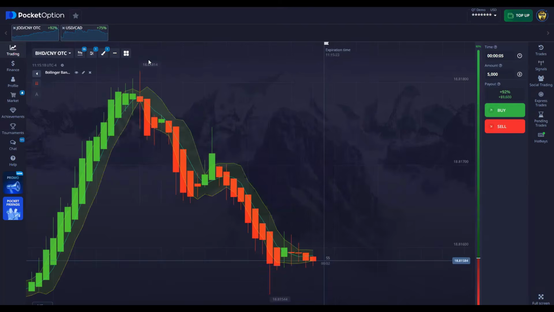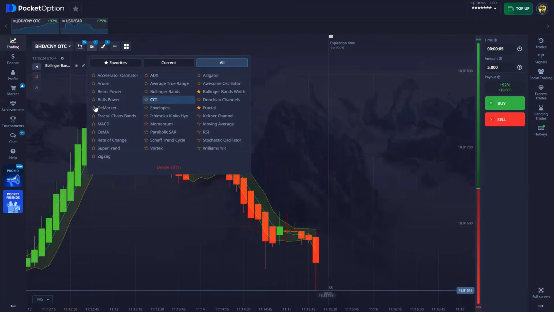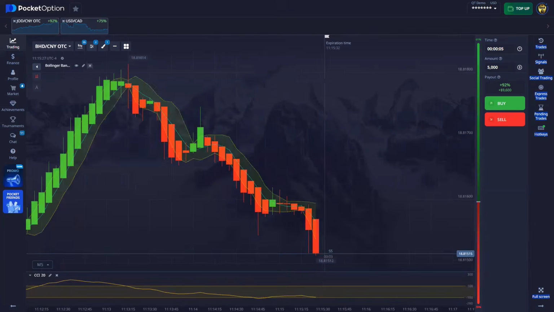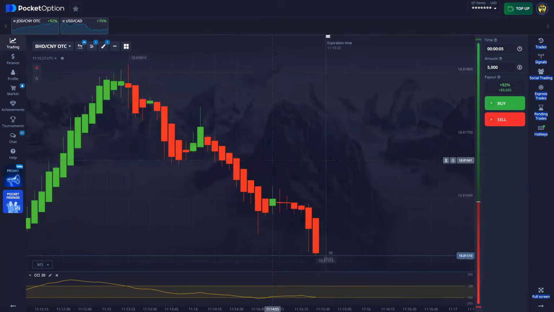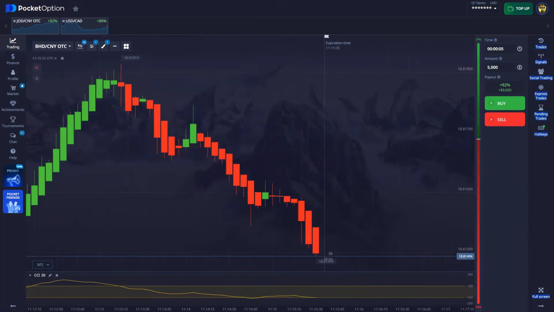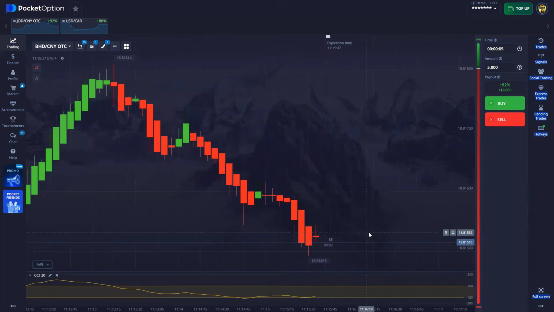Now, I like the CCI as well. Let's go over to CCI. Boom. So now with the CCI, or the Commodity Channel Index, this one's all about identifying the pressure in the market. You're going to know if the market is bullish, you're going to know if the market is bearish.